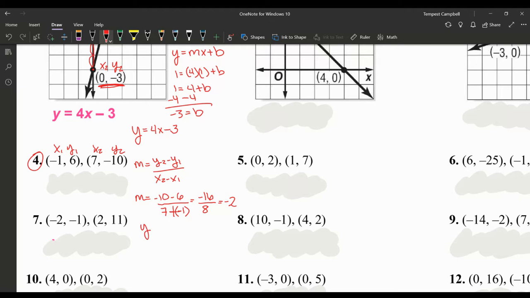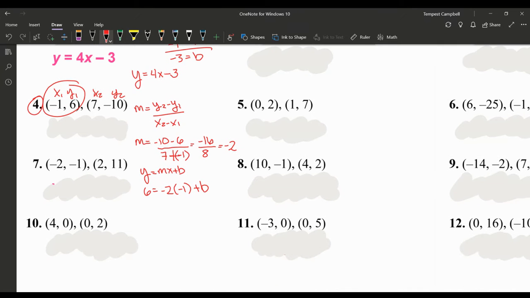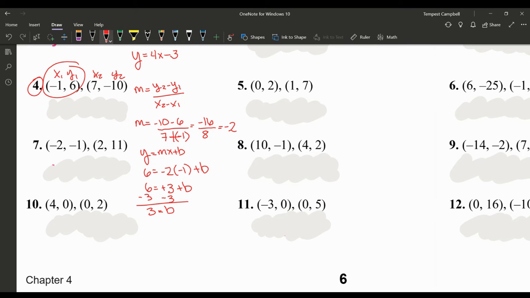So now we plug it into y equals mx plus b. Let's just pick our first point to plug in. So we're going to have 6 equals negative 2 times x, which is negative 1, plus b, which gives us 6 equals negative 3. Just kidding. Positive 3 plus b. We're going to subtract 3 from both sides. We get a positive 3 equals our b. So now we can write our equation now that we have our m and our b. So y equals our slope times x plus a positive 3.